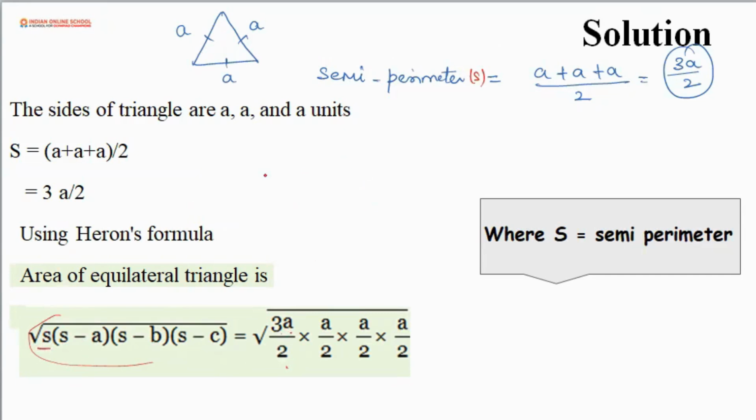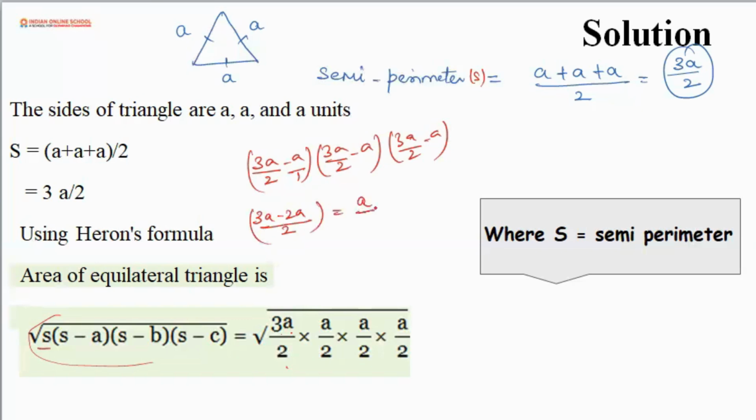Now we already know the value of S is 3A by 2. S minus A becomes 3A by 2 minus A. Then again 3A by 2 minus A. Then again 3A by 2 minus A. When we solve this, we need to take the LCM, which is 2 only. We will be getting 3A minus 2A by 2, and when we solve it, we get A by 2. So from here we get A by 2, here we get A by 2, and here we get A by 2.